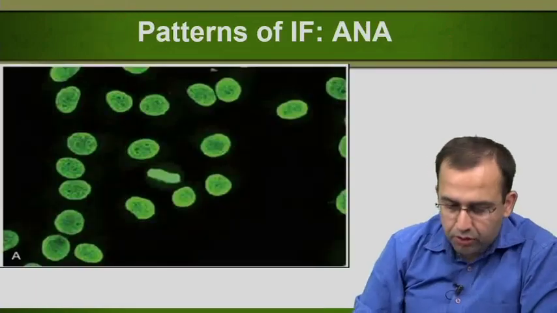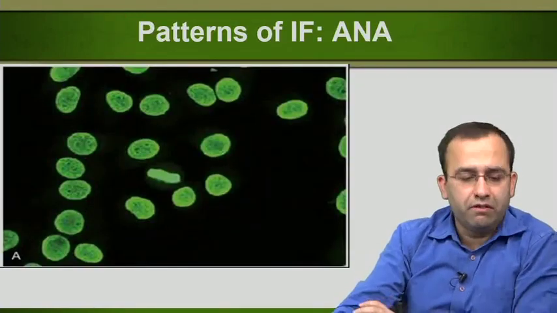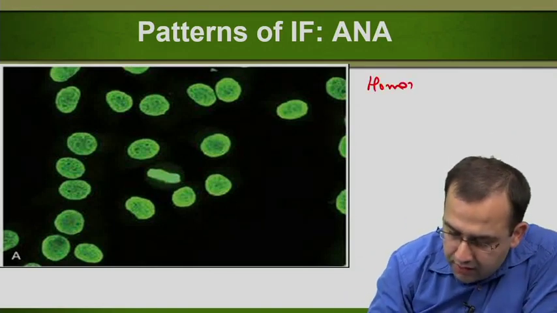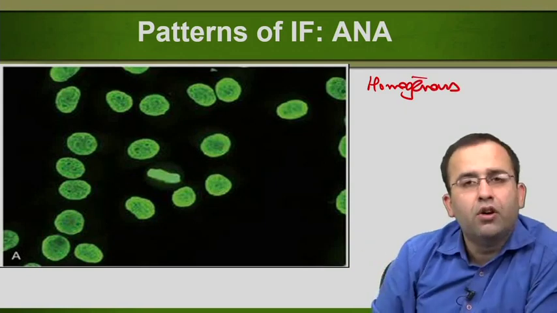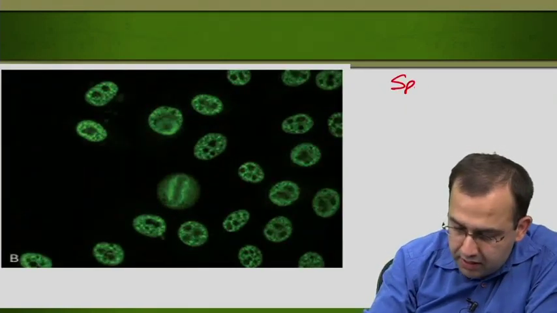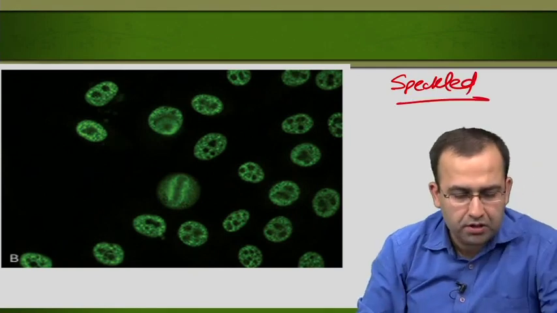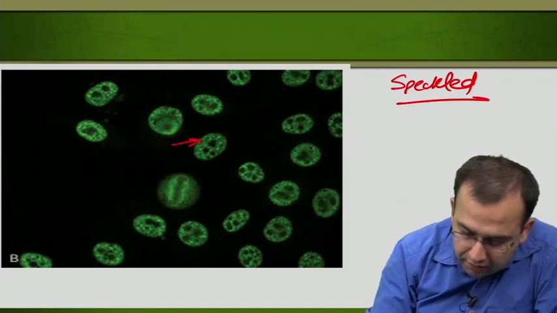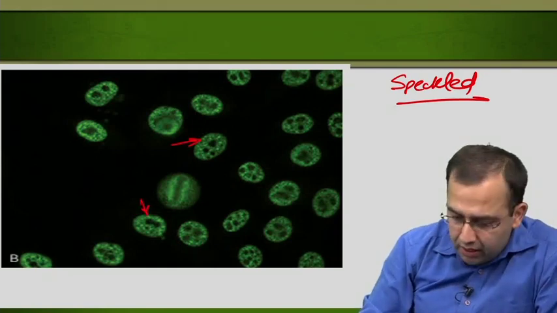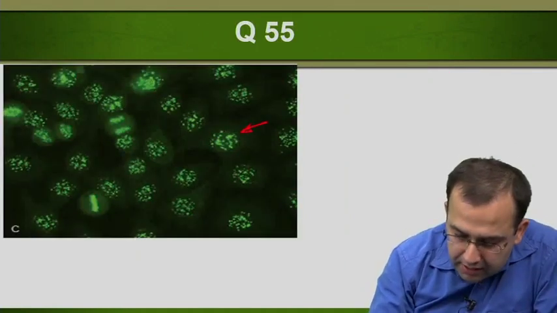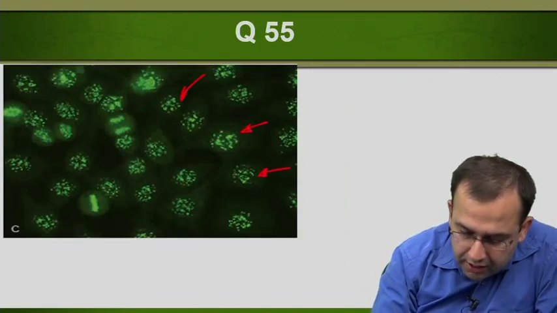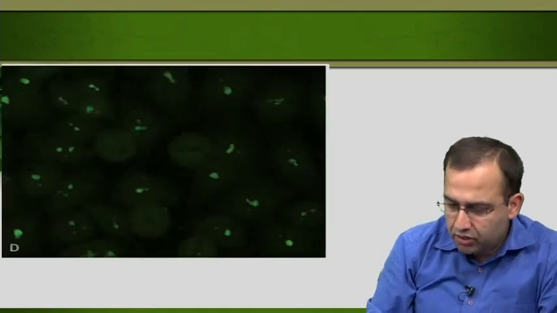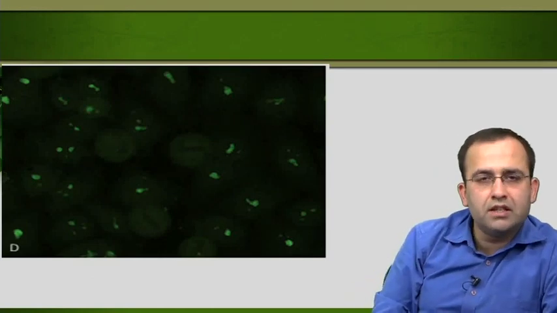Next, question 55. Question 55 was showing you the patterns of immunofluorescence. I'll just show you all four. This is the homogeneous pattern, the whole cell is green, versus speckled. We have seen these immunofluorescence patterns of ANA numerous times. Speckled, you are able to see large black areas in between. Speckled versus anti-centromeric, where you have antibodies against individual centromeres, and this is the few discrete spots against RNA.